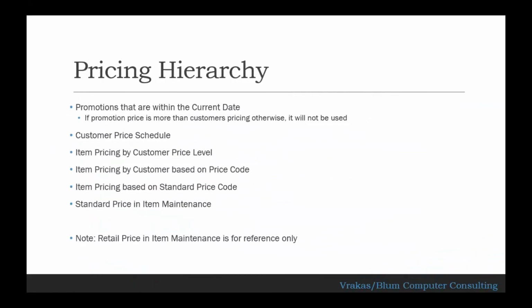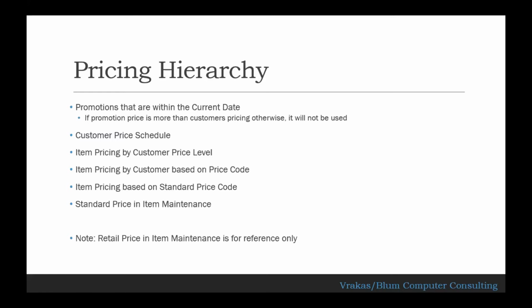So let's talk about the pricing hierarchy. We have many, many different ways to do this pricing within Sage. And so it's going to start at the top and say, do I have this thing? If not, check for this thing. Do I have that? If not, check for this. Goes all the way through until we get to the final, which is our standard price in item maintenance. So let's go through these.